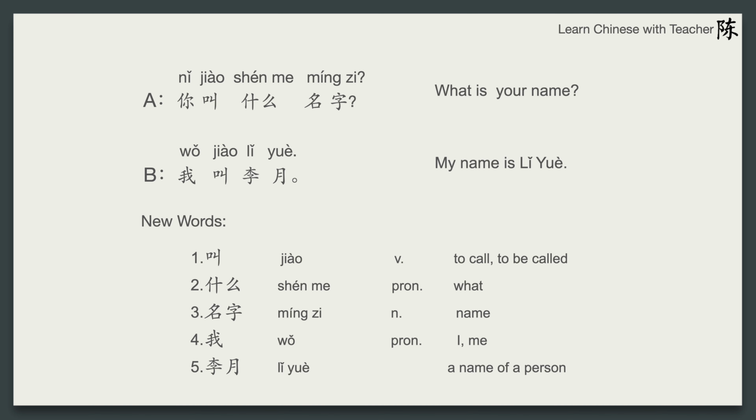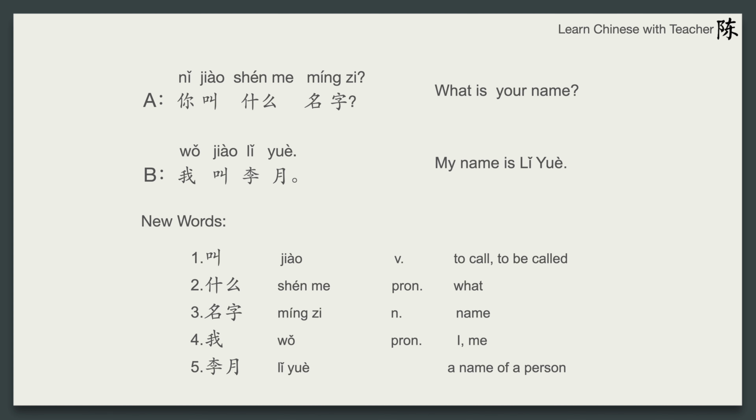Another point I would like to mention in this conversation is that we express what is your name differently in Chinese. 你叫什么名字? Literally, it means what name are you called? And 我叫李月, literally it means I'm called 李月.